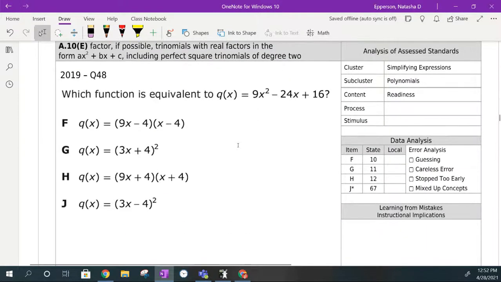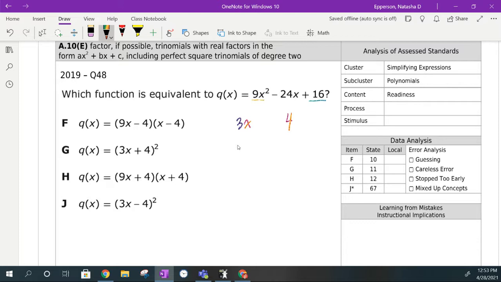All right. Next question, same thing. Now, here's a clue that I'm going to look at. Notice I have a square here and a square here. That's my clue that my trinomial might be a perfect square. I've got 9x squared, which is a perfect square, and 16, which is a perfect square. 9x squared would be the perfect square of 3x. 16 would be the perfect square of 4.